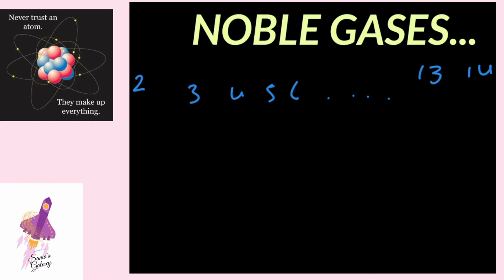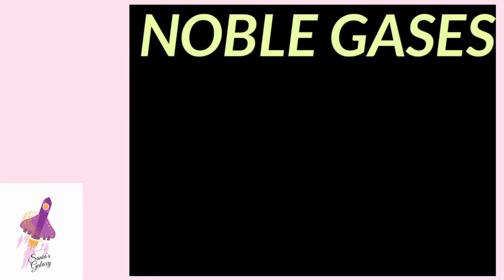The first group in the periodic table is known as alkali metals, and the second group is known as alkaline earth metals. Then the 13th group is known as the boron family, then the carbon family. Here we are going to discuss the 18th group of the periodic table, that is noble gases. So let us discuss the 18th group in the periodic table.